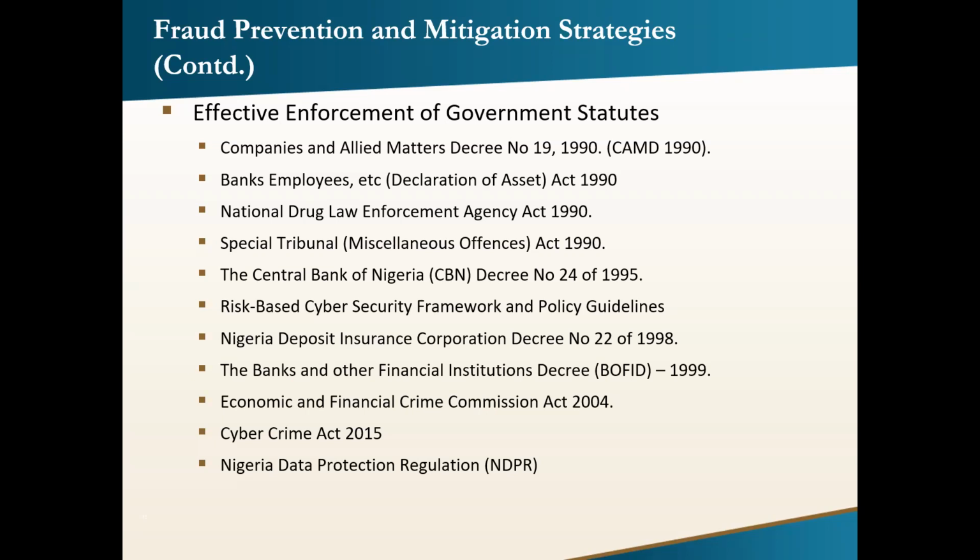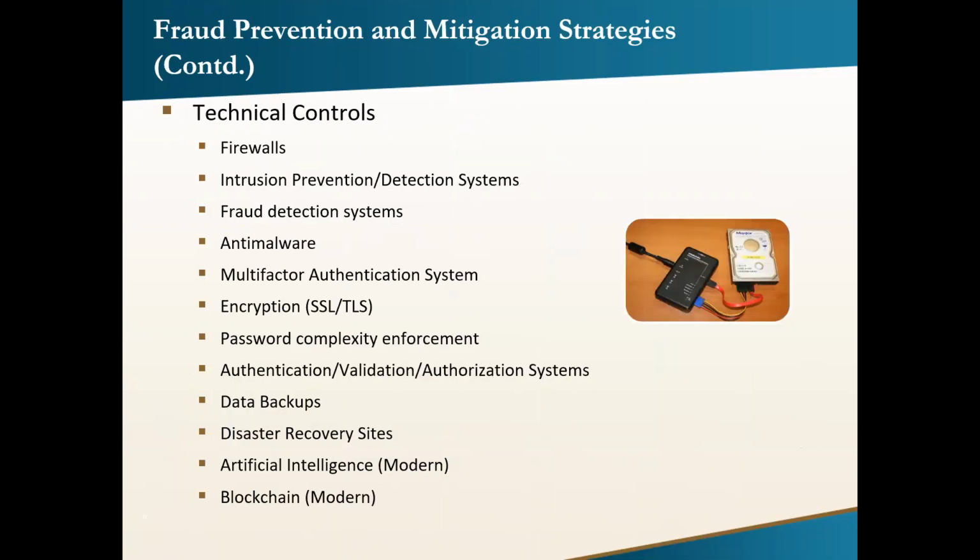Then also you have the Nigerian Data Protection Regulation, which provides requirements and guidelines to ensure that the privacy of owners of personally identifiable information is protected. Then you also have the Cybercrime Act 2015, which provides requirements to ensure that cybercrime strategies are effectively implemented by organizations. So that is one strategy.